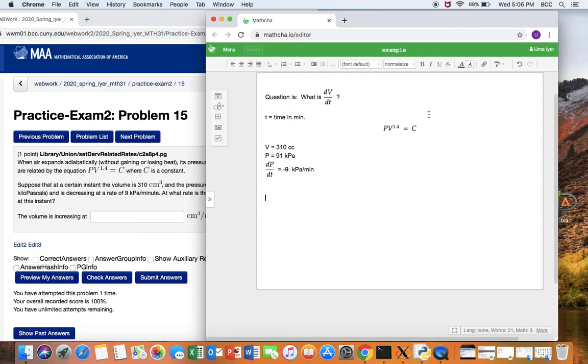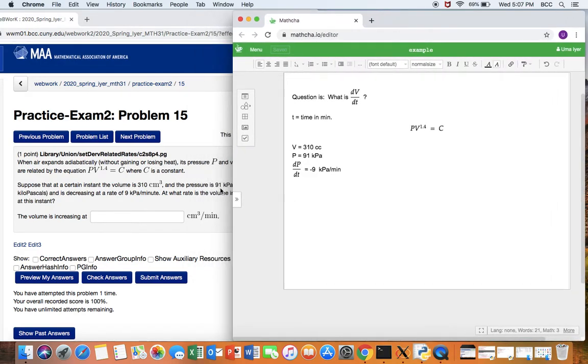I'm given this equation, PV to the power 1.4 equals C. At a certain moment, volume is 310 centimeter cubed. Pressure is 91 kilopascals. My pressure is decreasing, so decreasing tells me it's negative 9 kilopascals per minute. Question is, what is dV/dt?